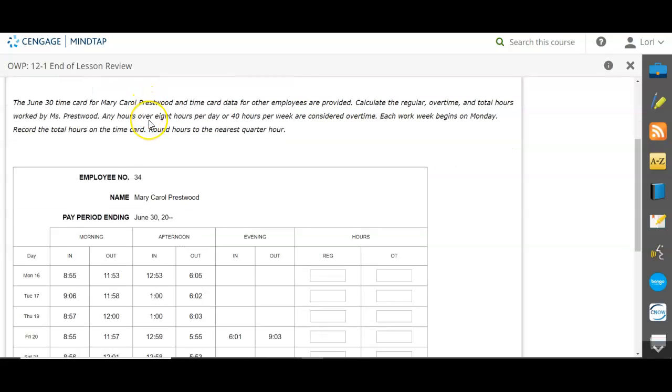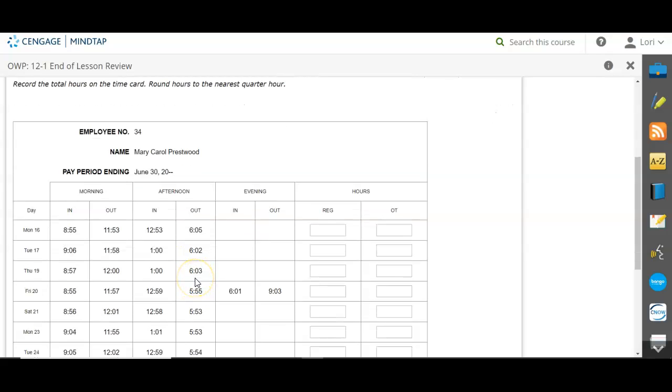So it tells us that on June 30th, we have a time card for Mary Carol Presswood, and we have data that we're going to use. So we've got to calculate her time card. Now, note some of the things that it says. Any hours over 8 hours per day or 40 hours per week are considered overtime. And each work week begins on a Monday, and we're recording the totals. So this isn't hard. There are a couple of things you need to know.